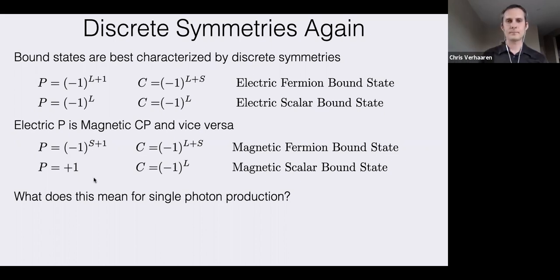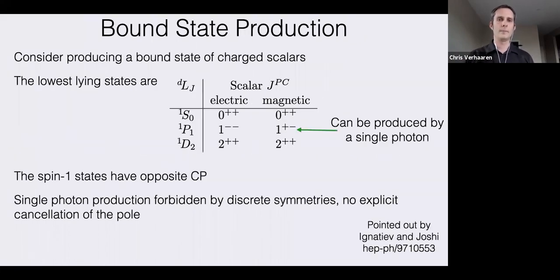the scalar case. And we can use this to learn a lot already about single photon production, simply by looking at the possible combinations that exist. So if I imagine, for instance, taking two electric scalars and annihilating them to a single photon that would then produce two magnetic scalars, I can see that on the electric side, I've only got one state that is spin 1, the 1 minus minus state. On the magnetic side, I also only have one state, the spin 1, and that's a 1 plus minus state. These have opposite CP.